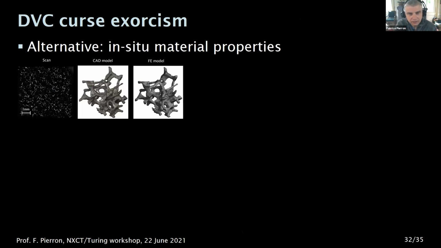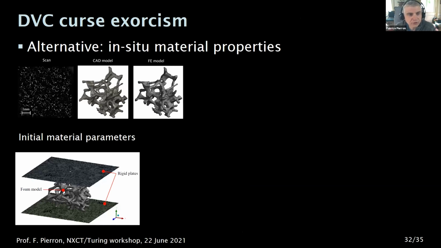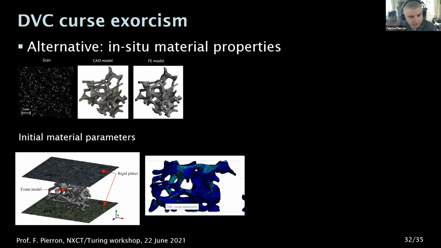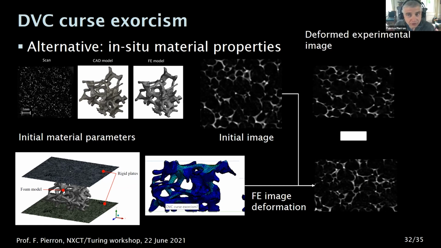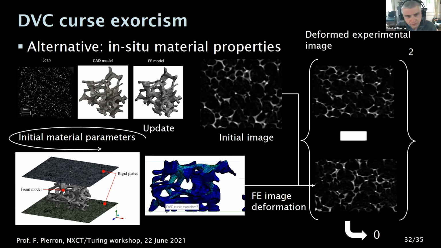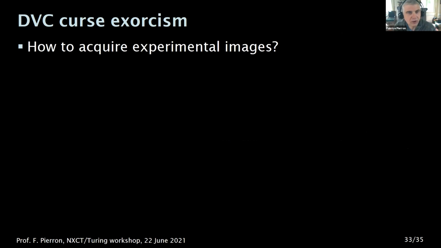What you could do is use the same approach, scan, CAD model, FE model first. Then with initial material parameters, you can perform a finite element model. From that, you get a displacement map. And from your initial image now, what you can do is numerically deform this image map, this initial image, to produce a synthetic deformed image. You can then compare that to your experimental image, build up a cost function which is the difference of the two, update your material parameters until these two match. And that will provide you with the material parameters of the constituent of your material.